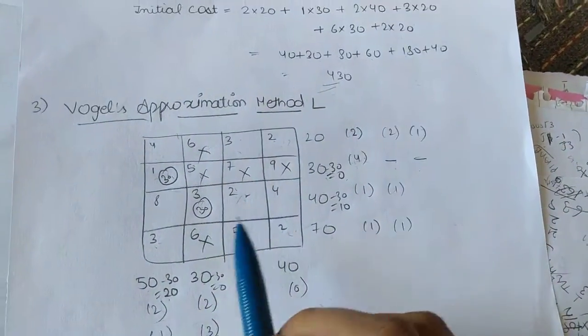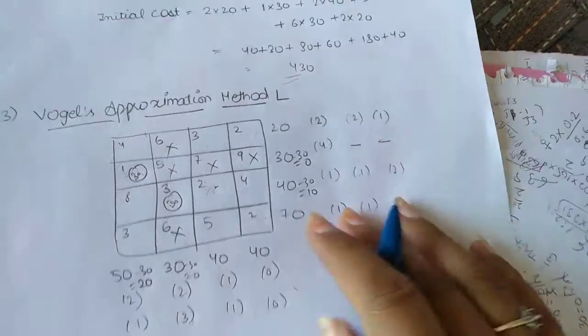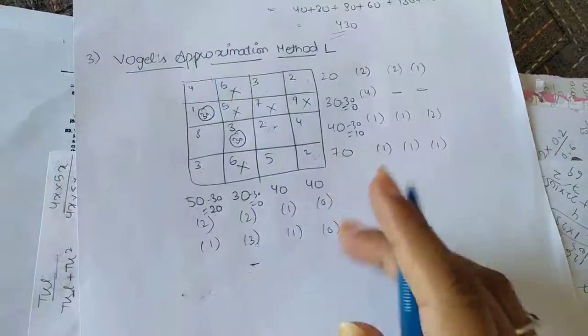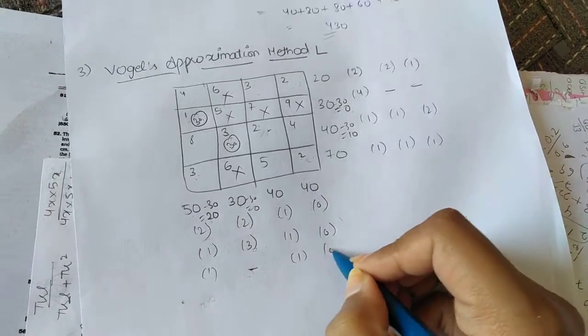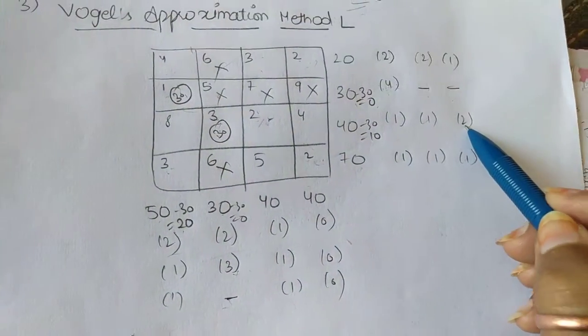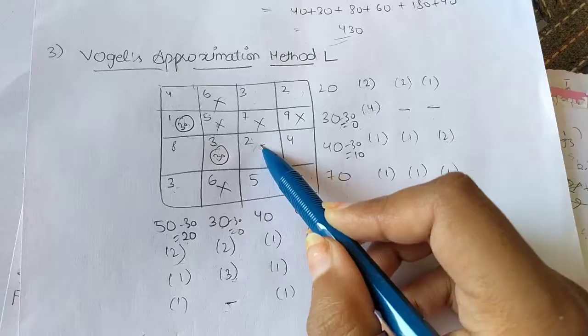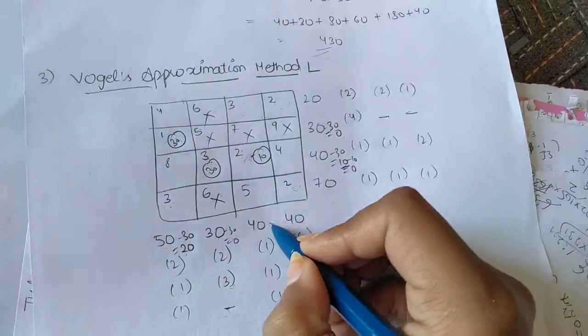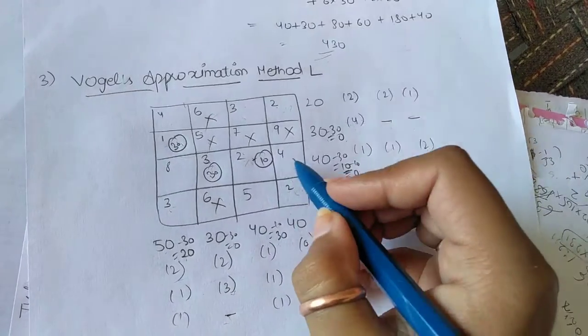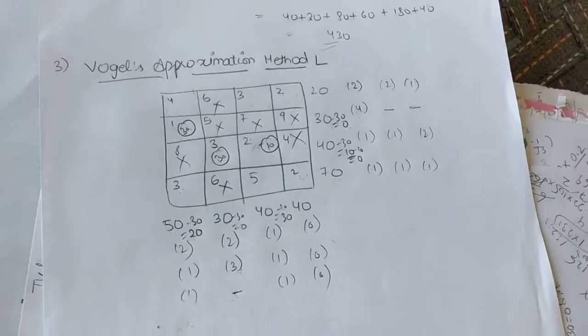This is left. 2, 1, 1, 1 and 0. Now the maximum value is 2. The minimum value is 2. So we assign 10. 10 minus 10, 0. 40 minus 10, 30. So this row is cancelled.